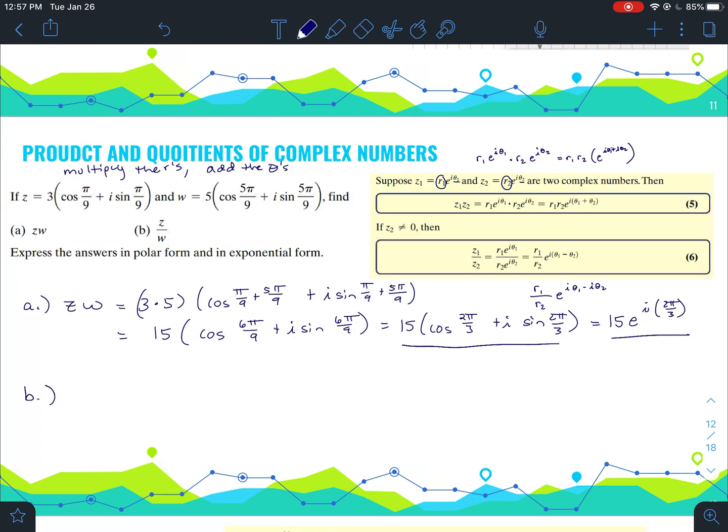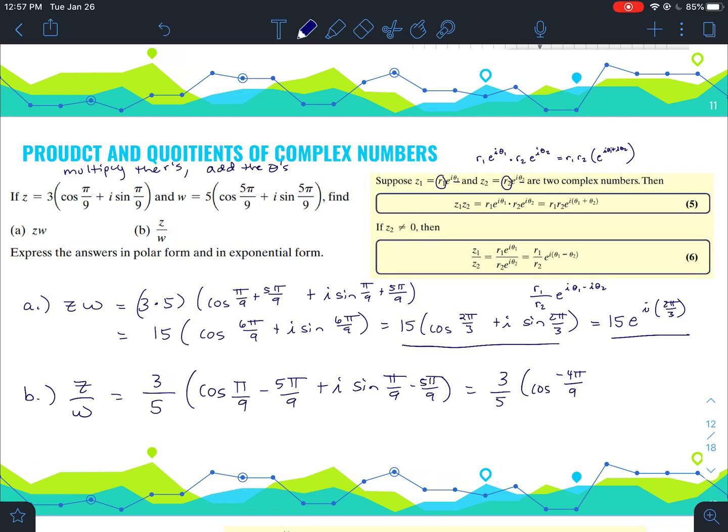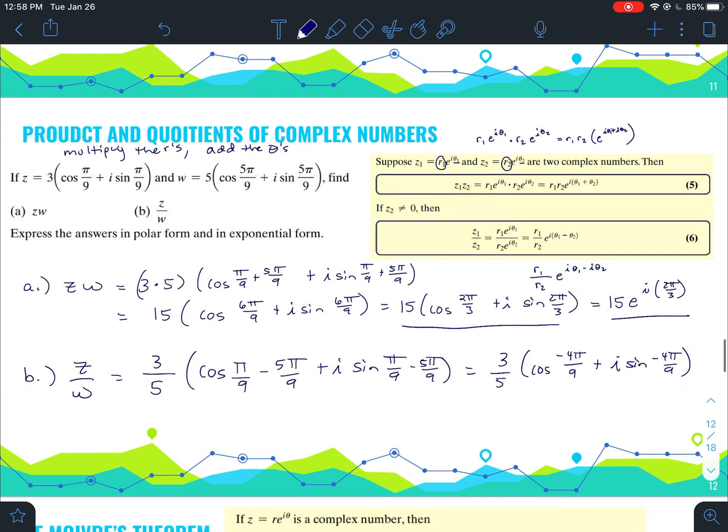If we wanted to do z over w, we would take z divided by w. So I would have 3 over 5 for my radii, and then it would be the cosine. Then you subtract the angle, so π over 9 minus 5π over 9, and then plus i sine of π over 9 minus 5π over 9. If I simplify this, I would get 3/5, and then the cosine of negative 4π over 9 plus i sine negative 4π over 9. That would be the quotient in polar form.